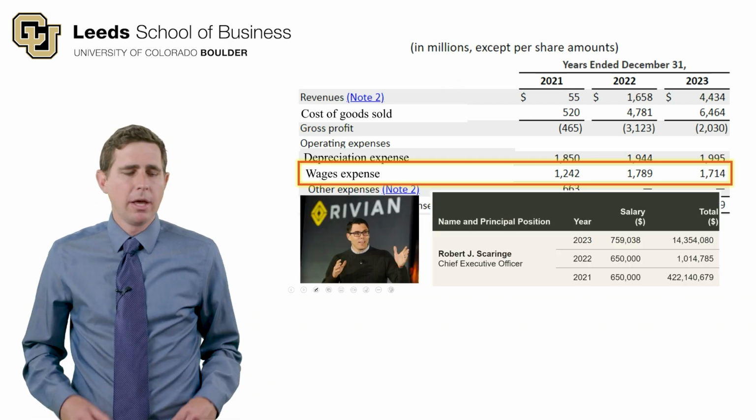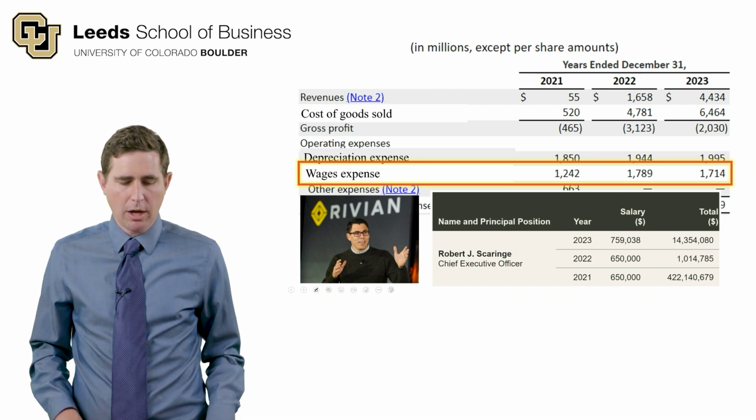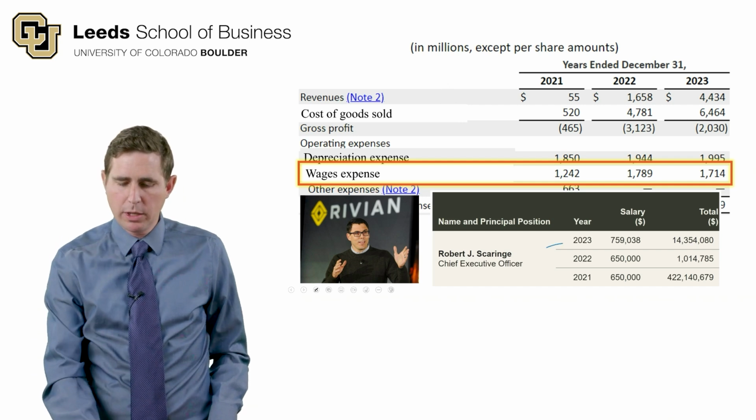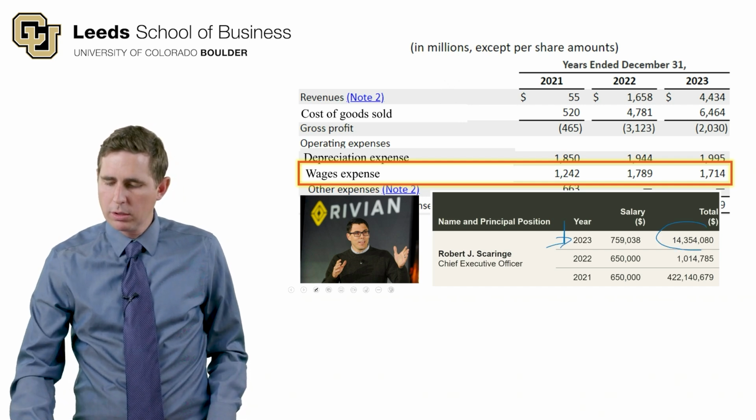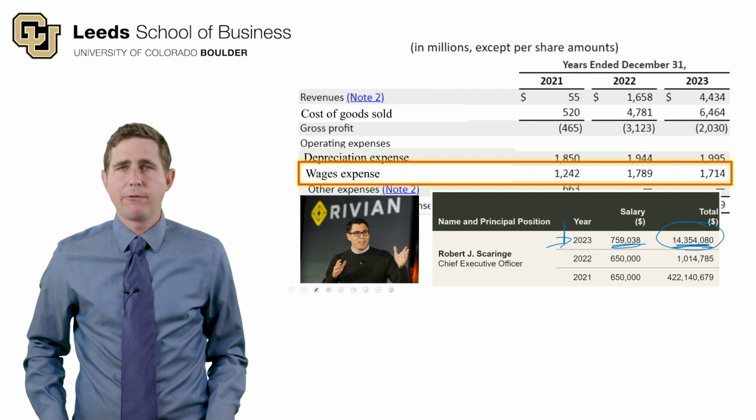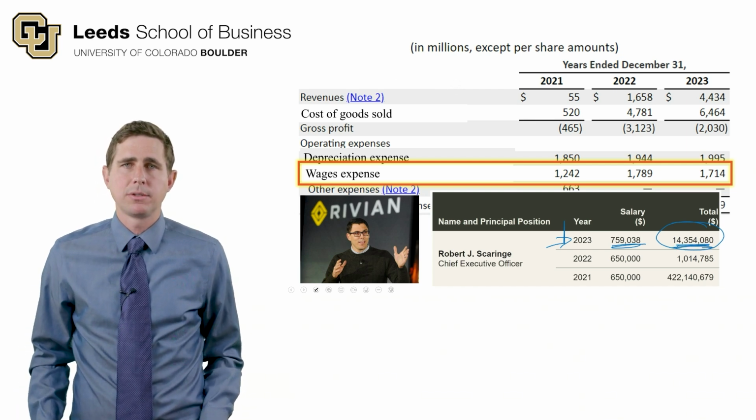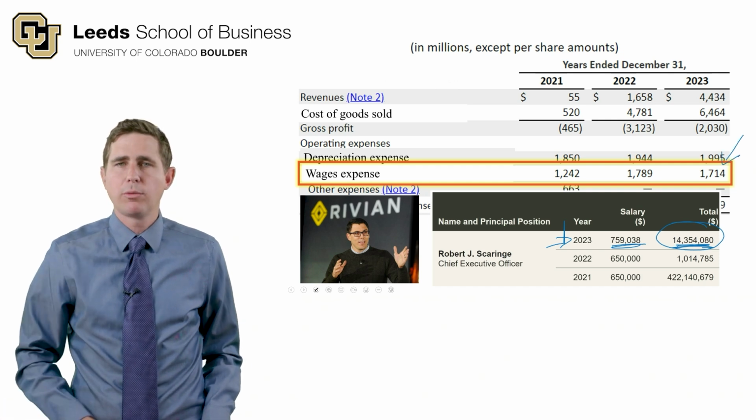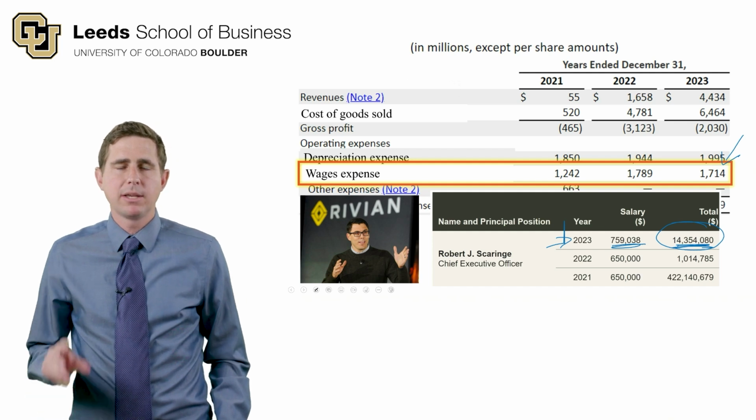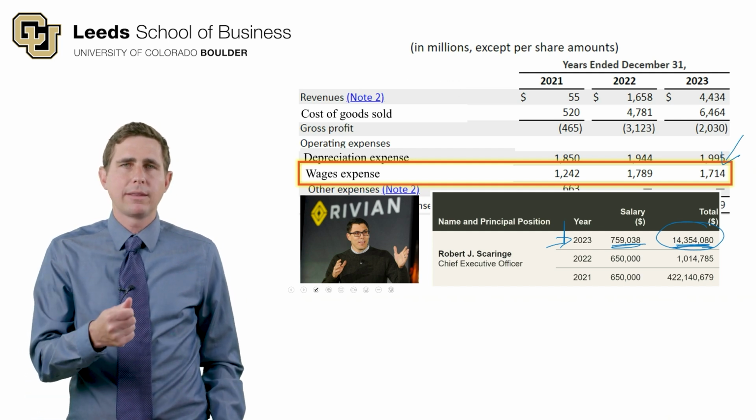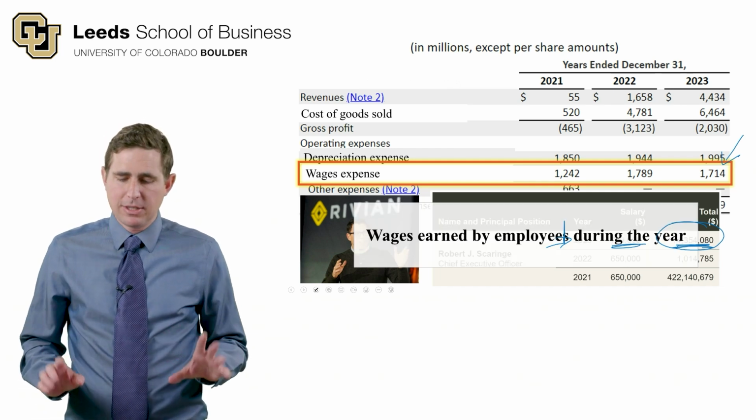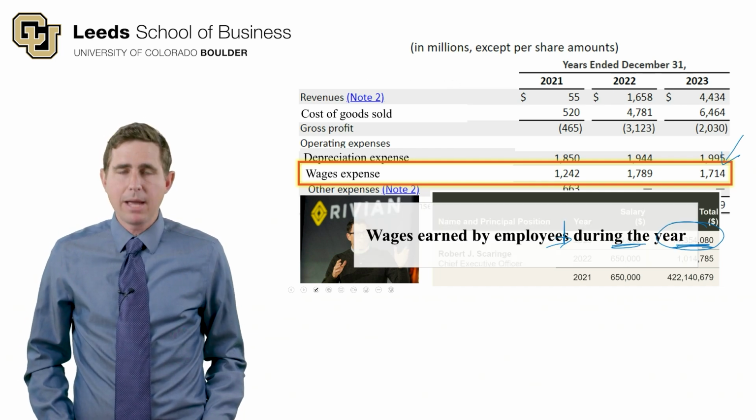And just as an example, the CEO of Rivian, his name is Robert J. Scaringe, okay? He's the CEO. And we can see that during 2023, his total compensation, so salary is cash, but if you include stock and everything else, was around $14.3 million. And that is part of this 2023 wage expense. His wage is part of that wage expense, okay? Because he earned that wage for working at the company during that year. And here's the definition: wages earned by employees during the year.